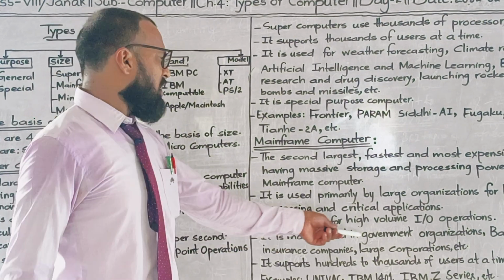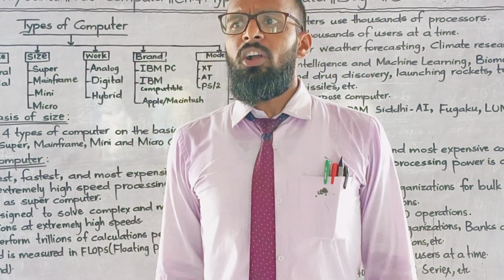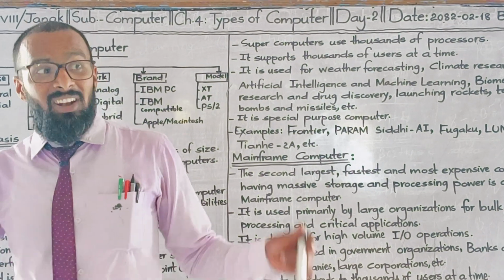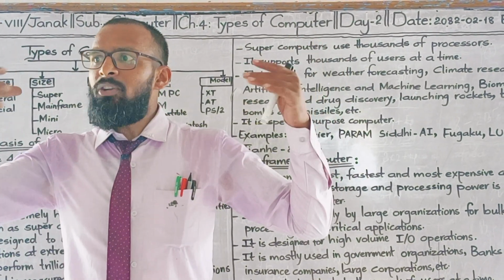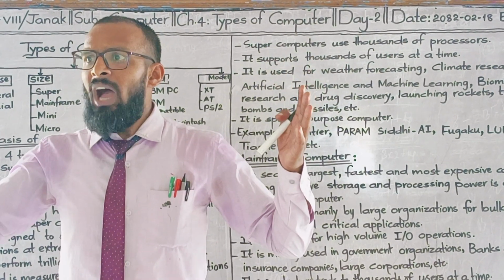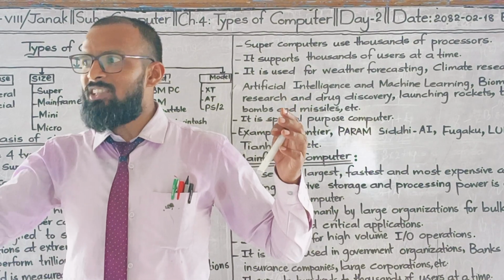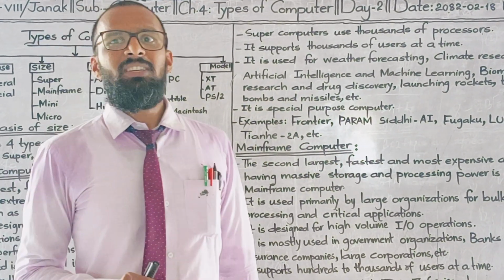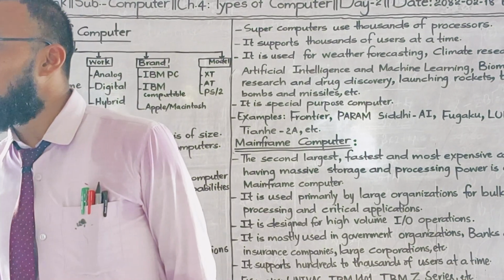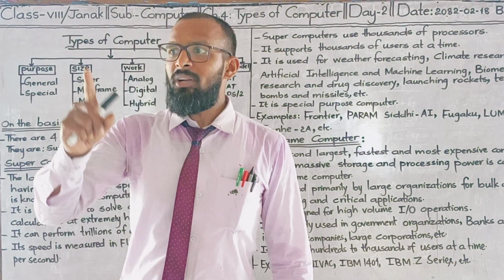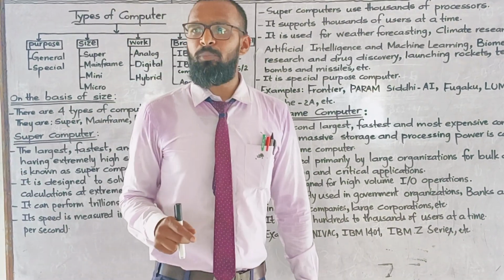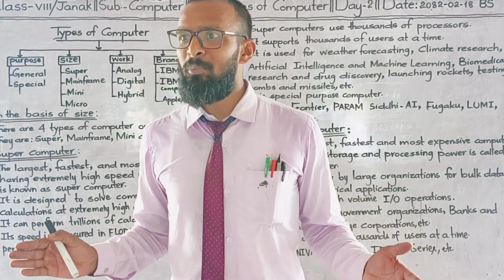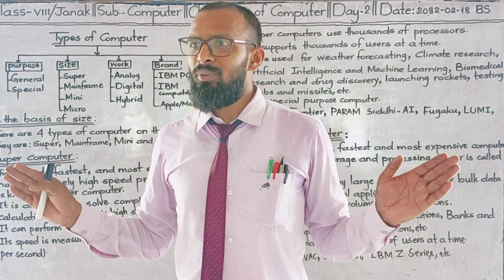Now, it is mostly used by which organizations? Governmental organizations and large organizations. Like I already told you, the government of Nepal brought the IBM 1401 for the population census of 2028 BS. IBM 1401 belongs to which type of computer? Mainframe computer. After that, in 2038, the Nepal government brought the ICL 2950/10. This is also a mainframe computer. Have you all understood?